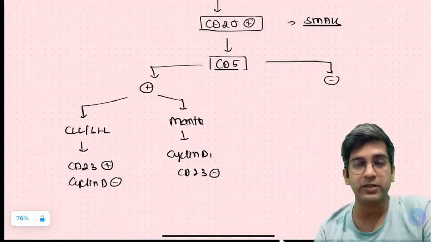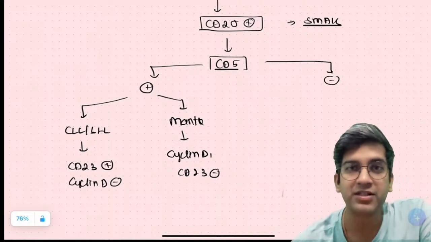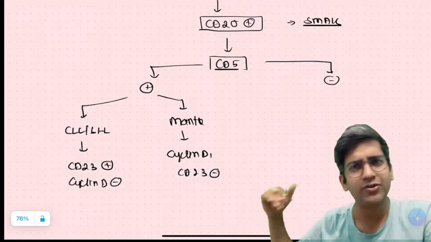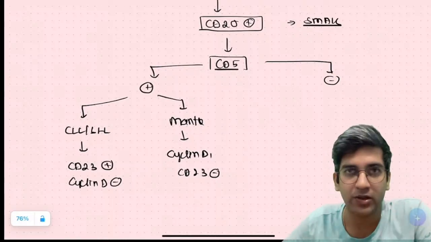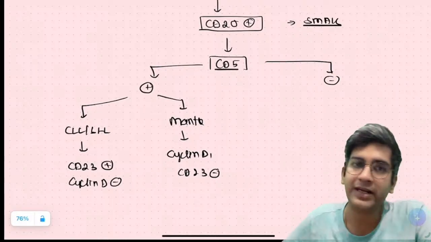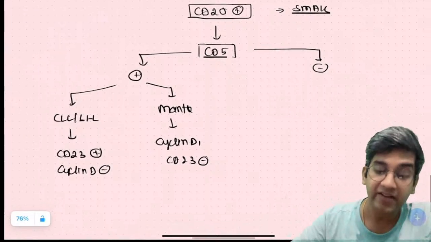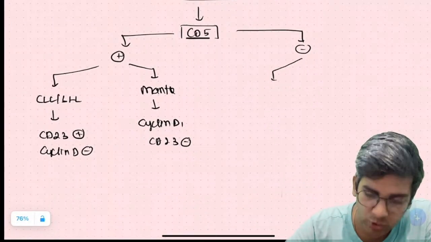CD20 positive, do CD5. CD5 positive, these are the only two possibilities, the common possibilities. The rare presentation tumors are rare, that take time, it doesn't matter at all, right? CD5 positive, then do CD23 and cyclin D1. If cyclin D1 is positive, mantle; CD23 is positive, CLL/SLL, right? If CD5 is negative, then I have two possibilities.